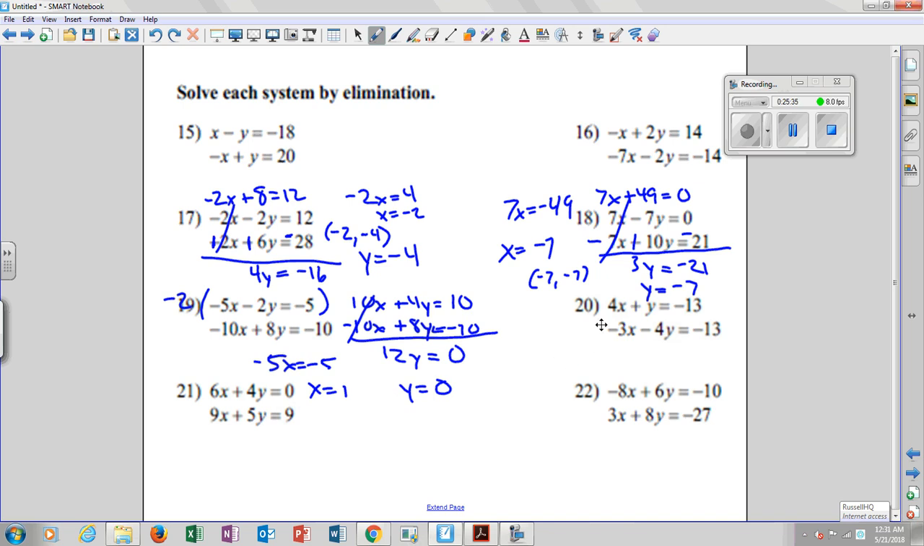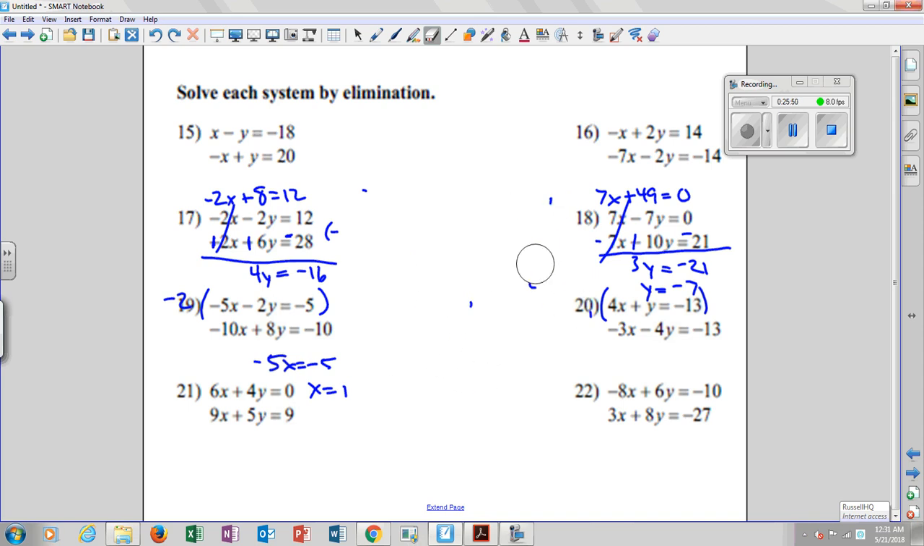Number 20. See, we can multiply the top equation by a positive 4, because that'll cancel out with the negative 4. So, gives you 16x on top, plus 4y equals negative 52. On the bottom it stays the same, negative 3x minus 4y equals negative 13.